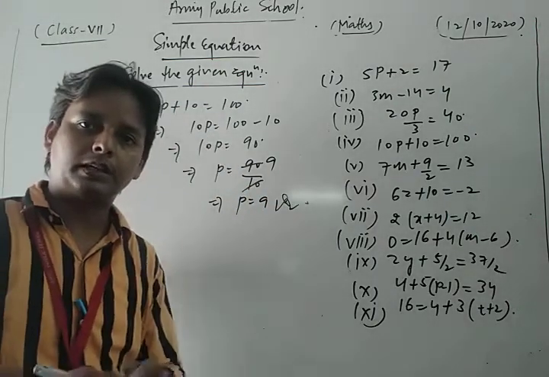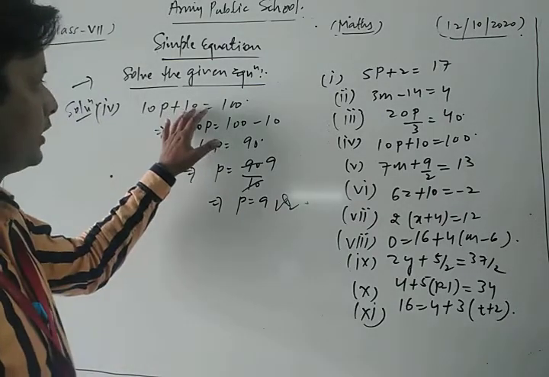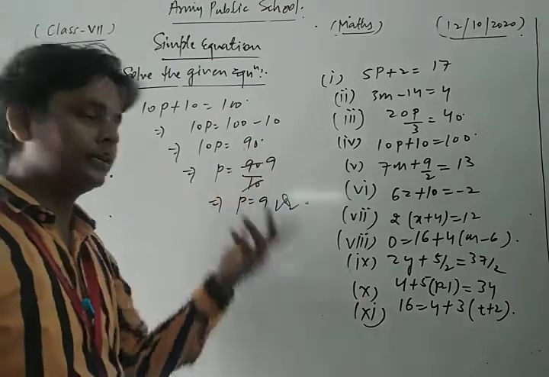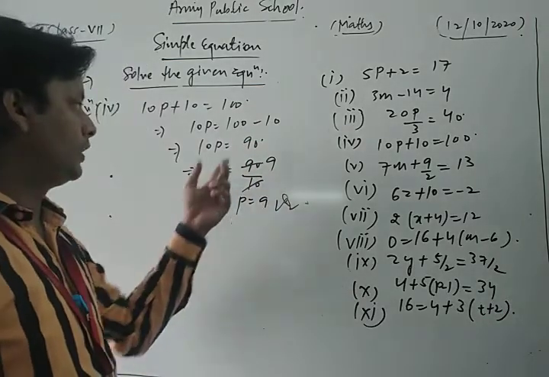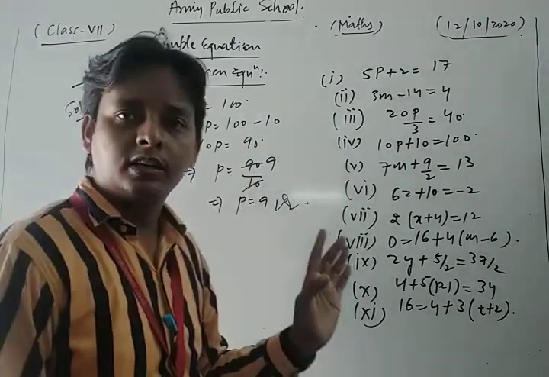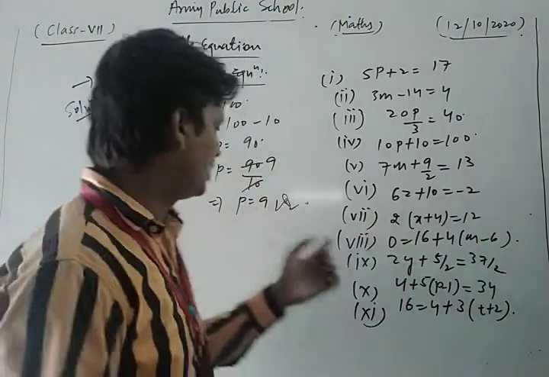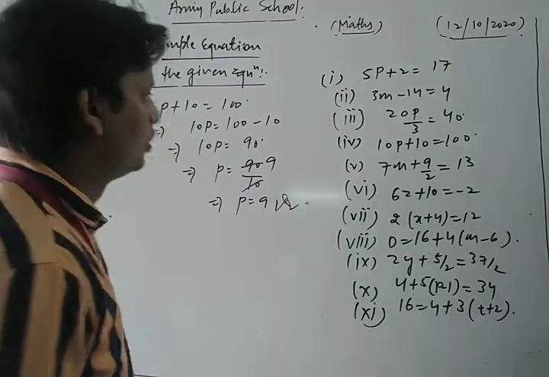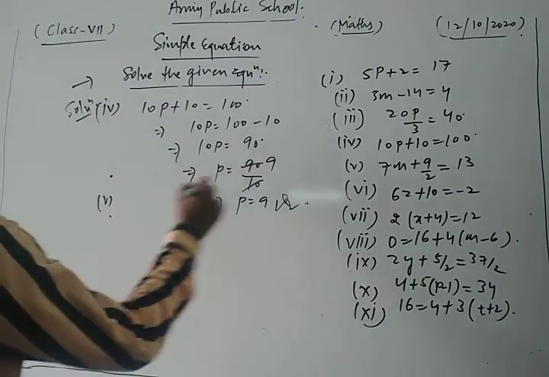Similarly we apply the same process. First we transfer 10 to the other side, so we get minus 10, and we subtract 10 from 100, we get 90. So the value of p is 90 upon 10, that is 9. So in this way the required solution of the given equation is p is equal to 9. Now we take the fifth part of this question.